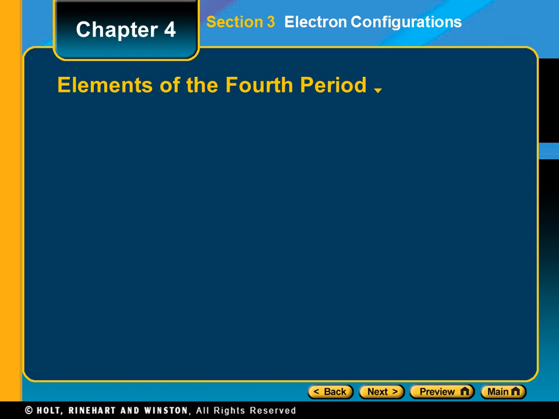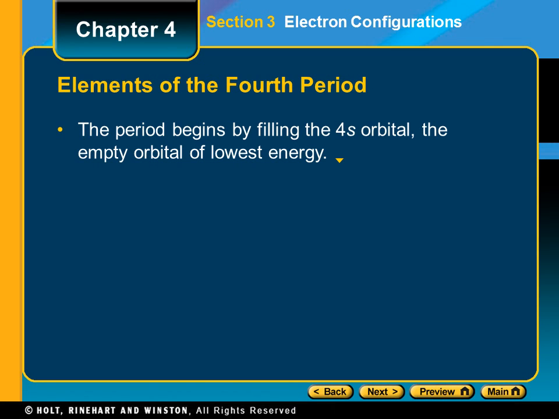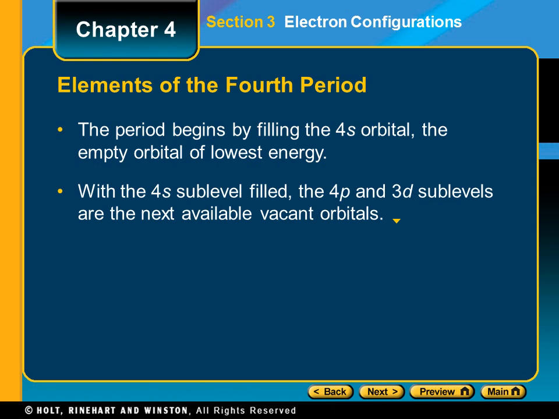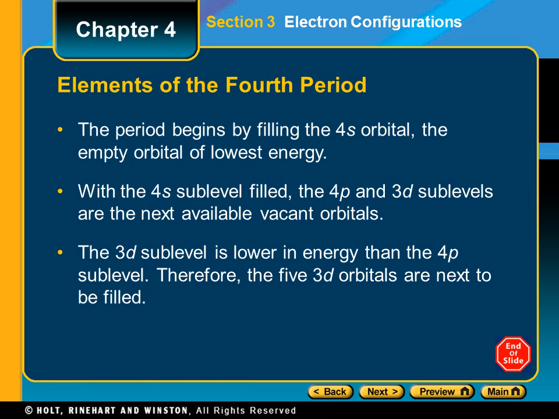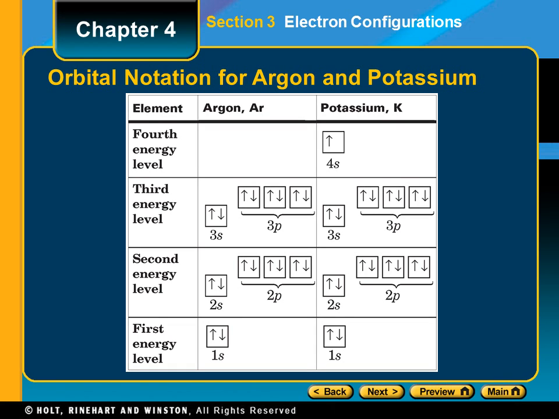Move on to the fourth period, filling the 4s orbital, the empty orbital of lowest energy. With the 4s sublevel filled, 4p and 3d sublevels are the next available vacant orbitals. Again, notice the order, you're filling them by energy. The 3d sublevel is lower in energy than the 4p, therefore the 5 3d orbitals are next to be filled. This is just going by period. Now we're going down through the periodic table for argon and potassium.